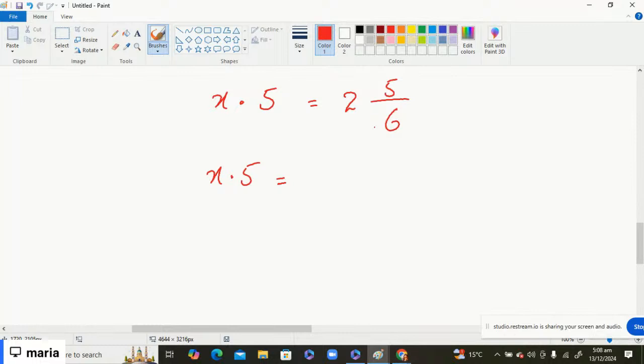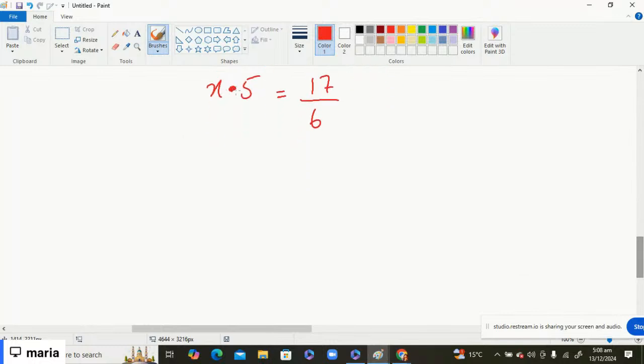Can you guys tell me the answer of this one? Multiply these two numbers and add up with this one, and the denominator is the same. So what's the answer when you multiply and add up with the numerator? 6 times 2 is 12. 12 plus 5 is 17. 17 by 6. Okay.